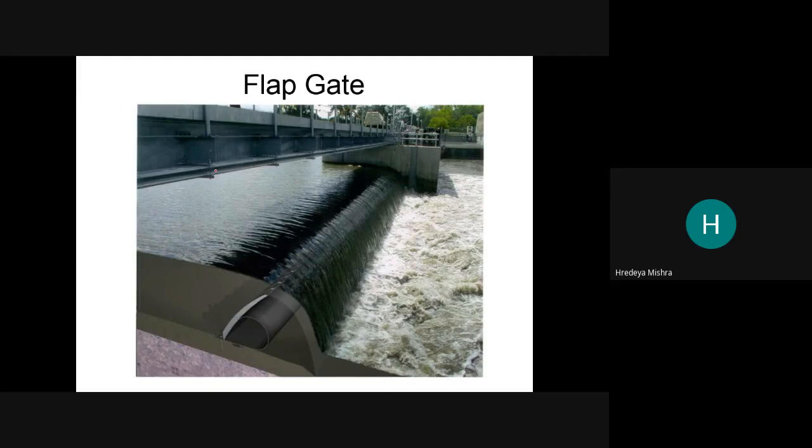And this is the example of a flip gate or flat gate. So what happens here? This is the flipping here. See, this is the connection. If it rotates upward, then the water is closed, and if it rotates downward, then the water supply continues. This is the flip gate. It flips from here, and it flips about this axis. So this is our flat gate.